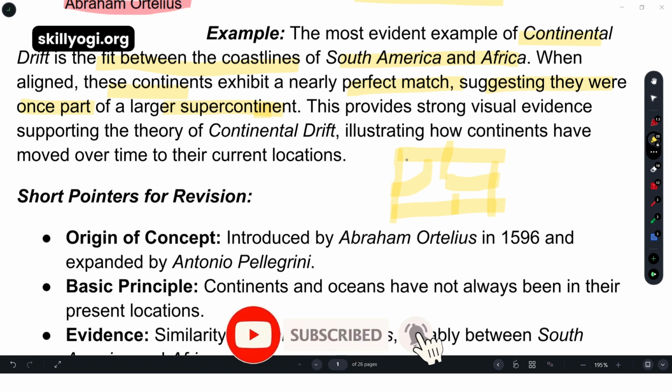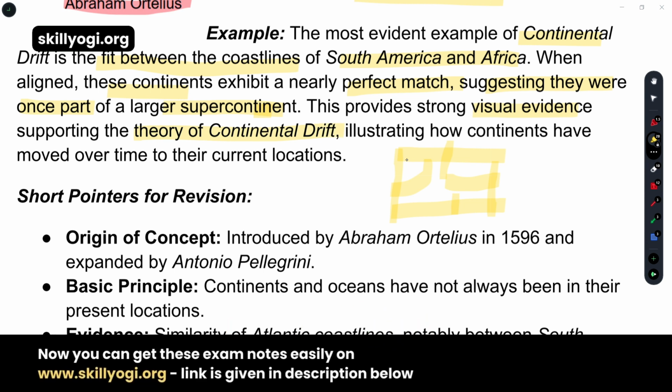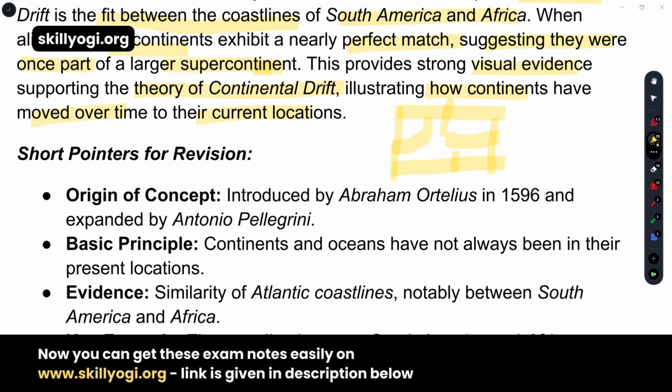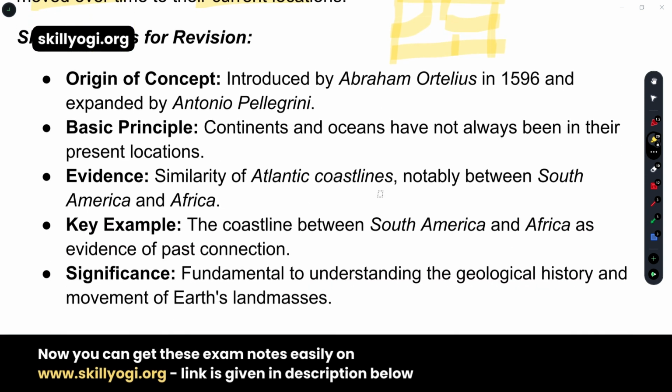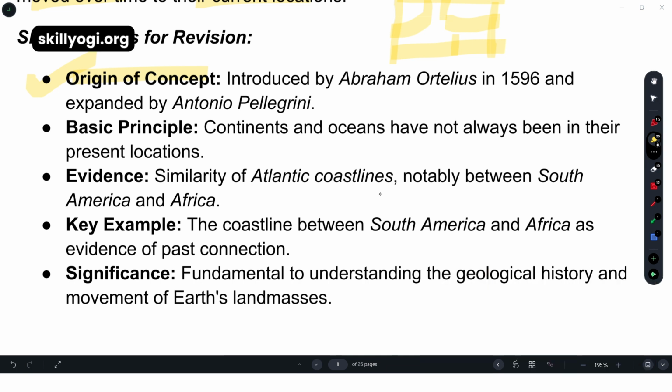This provides strong visual evidence supporting the theory of continental drift, which illustrates how continents have moved over time to their current locations. From the above theory, there are also some points given. The first is the origin of the concept. Who postulated this concept? Abraham Ortelius in the year 1596. And who gave another explanation for this concept? Antonio Pellegrini. These two names are very important.